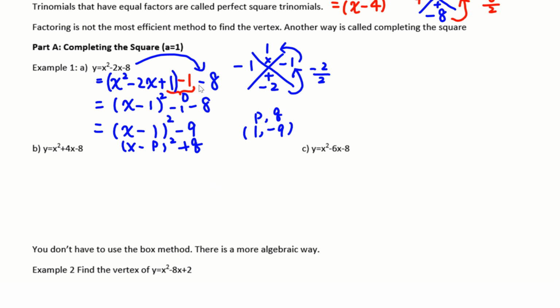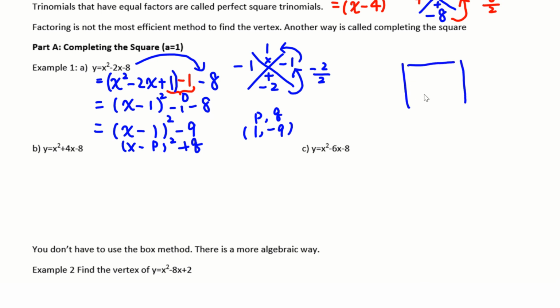So this is one method where we go backward, add 1 minus 1, then the first 3 terms are x minus 1, x minus 1. Then minus 1, minus 8 are outside of the bracket. We collect the like terms, then you will have the vertex form. Another method I want to show you is the box method.